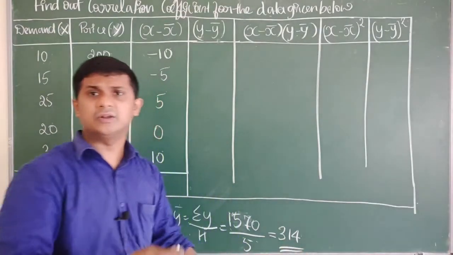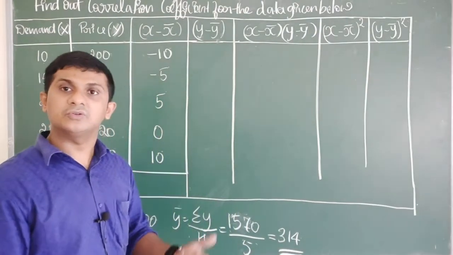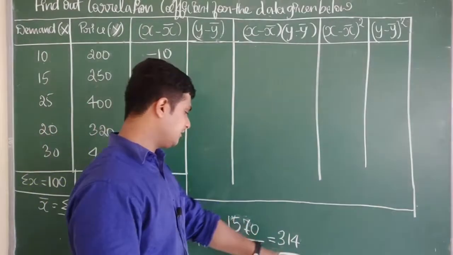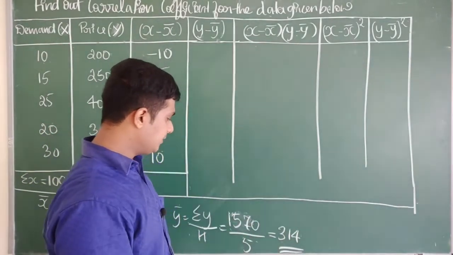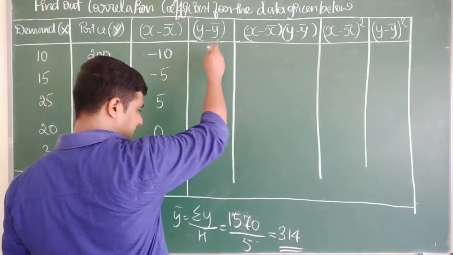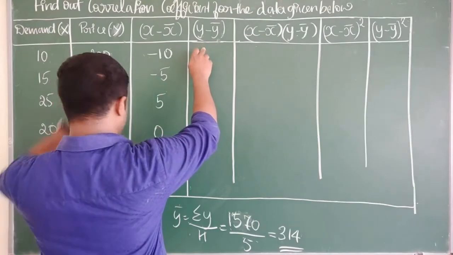Okay, you can use your calculator. If you can manage without a calculator, that is also fine. No issue with it. So this is 314, so y bar is equal to 314. Now let me proceed. Y minus y bar I need to calculate.